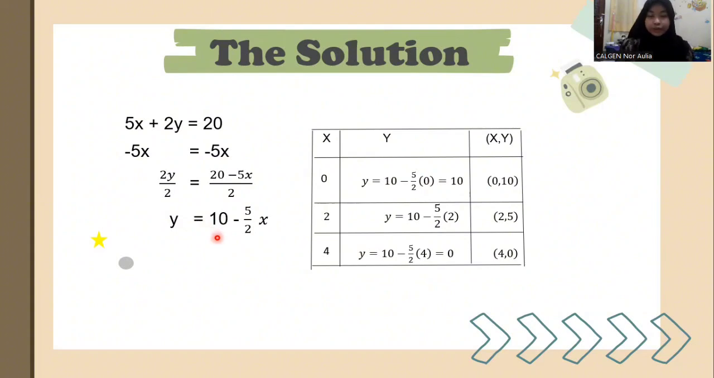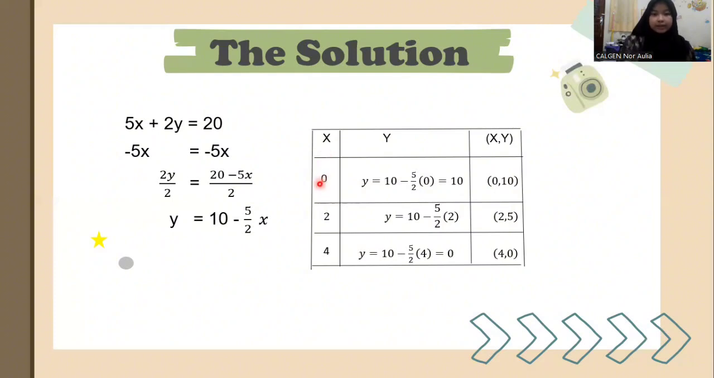So for the operation, we can make a test point table like this: x, y. For the value of x, we can make it 0, 2, and 4. We can insert 0, 2, and 4 into x.